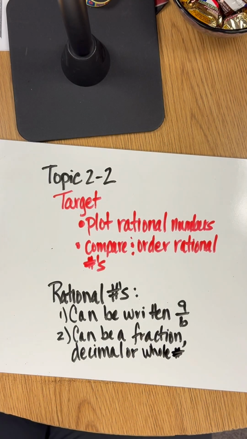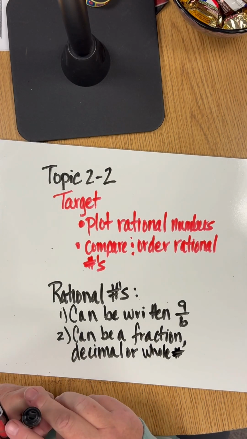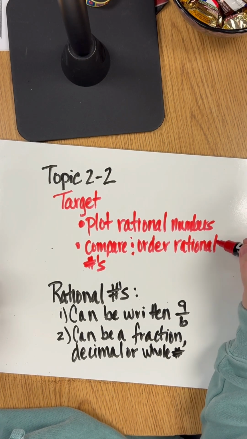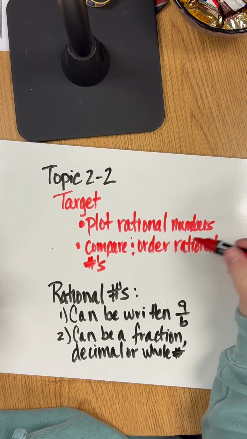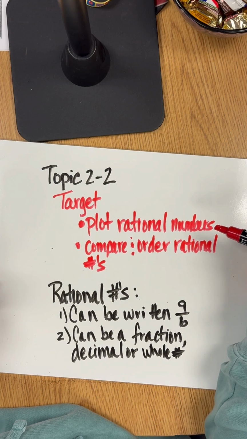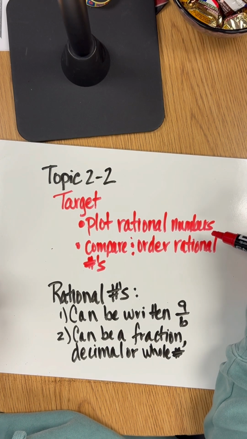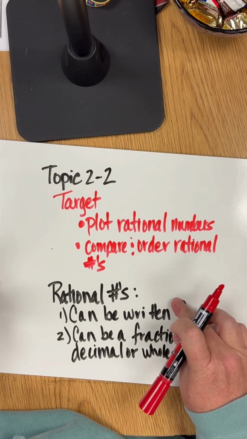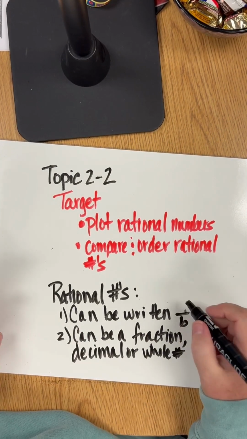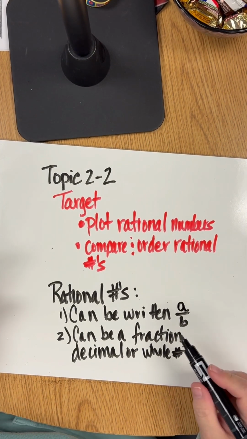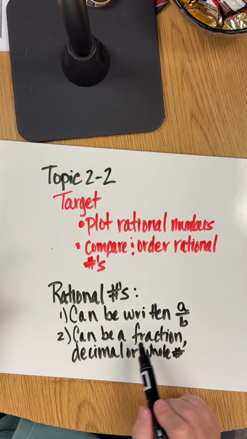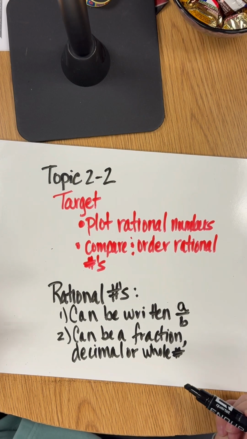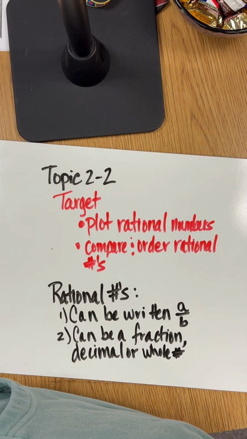All right, everybody, it is topic 2.2, and today you are going to plot rational numbers. You're going to compare and order those rational numbers. And so let's first just talk about what a rational number is. Rational numbers, you can write them as A over B. And it could also be a fraction, a decimal, or a whole number. So go ahead and write that all down in your comp books.